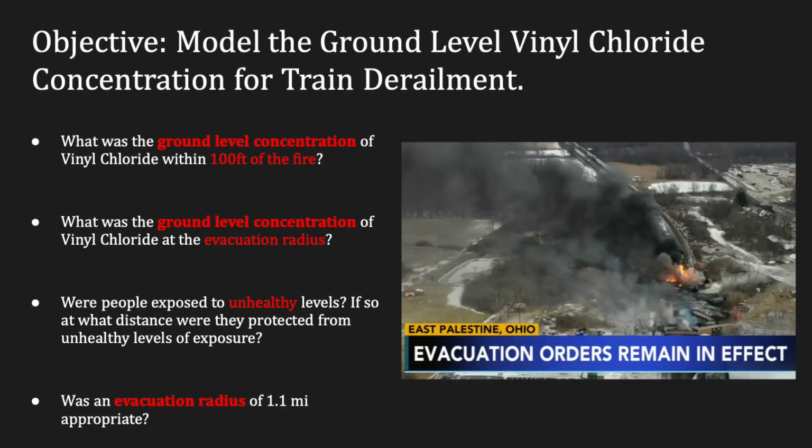The objective is to model the vinyl chloride concentration at ground level, so we want to know what the concentration was within 100 feet of the source and within the 1 mile evacuation radius. From there, we want to determine if people at the evacuation radius were exposed to unhealthy levels of vinyl chloride and at what radius they were within the limit.